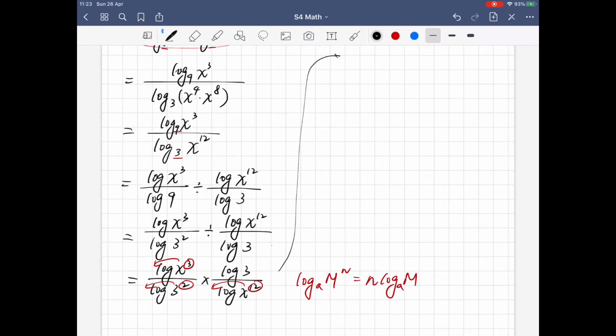Okay, so that we have 3 log x over 2 log 3 times log 3 over 12 log x. Then finally we can do all the cancellation. So log x, log 3 and 3 and 12. And finally we can get the answer 1 over 8.